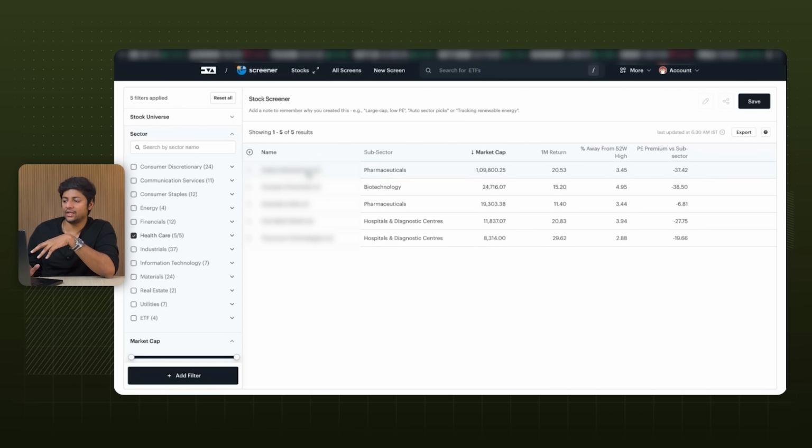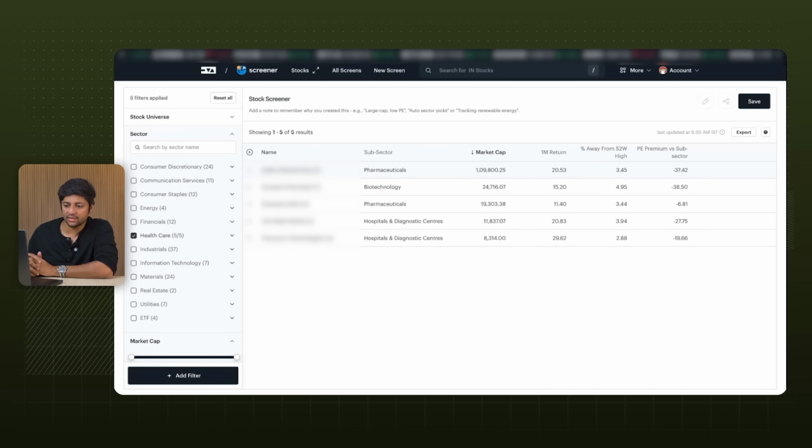Now, due to SEBI regulations, I don't want to show you the name of the companies, but I've obviously shown you how to do this with the ticker and the scanner. You can do it however you want to.